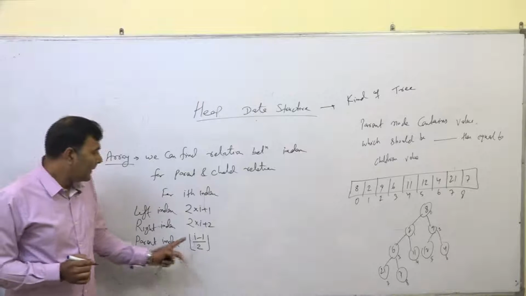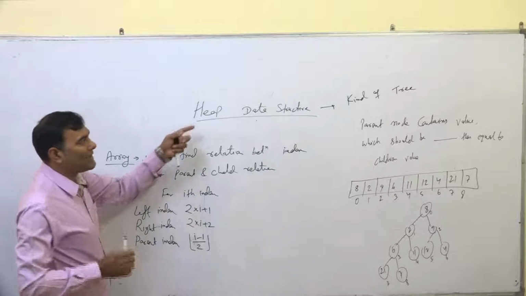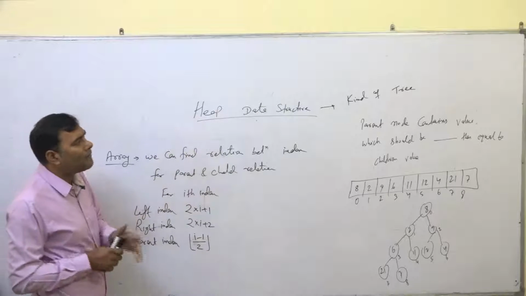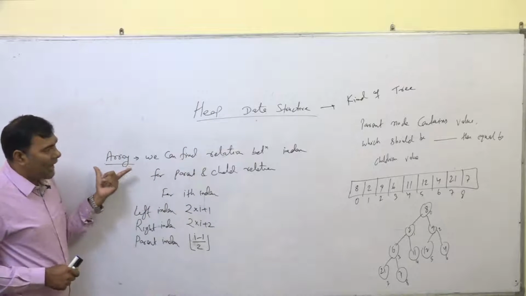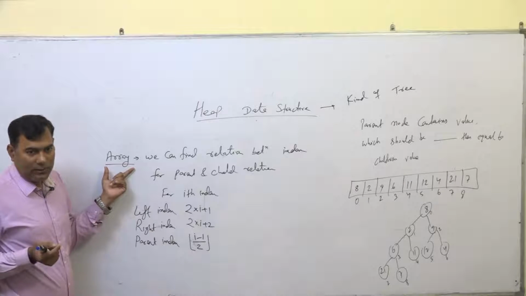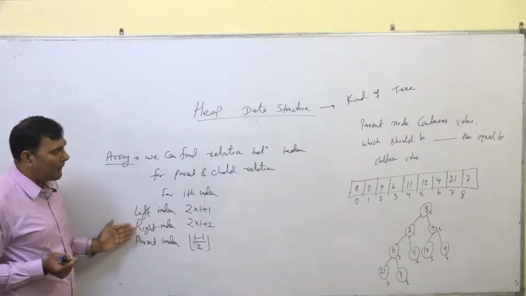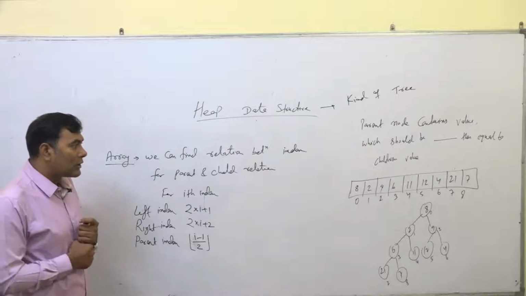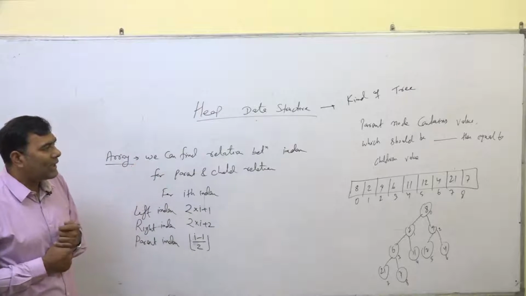Okay. So normally heap is a data structure which is a kind of tree. There are many types of tree, but here it is a kind of tree. And the question is, if we have any array, how can you find the relationship between array and tree? So we can assume a relation to find parent-child relationship in an array. So now the question is, how can we design a heap?